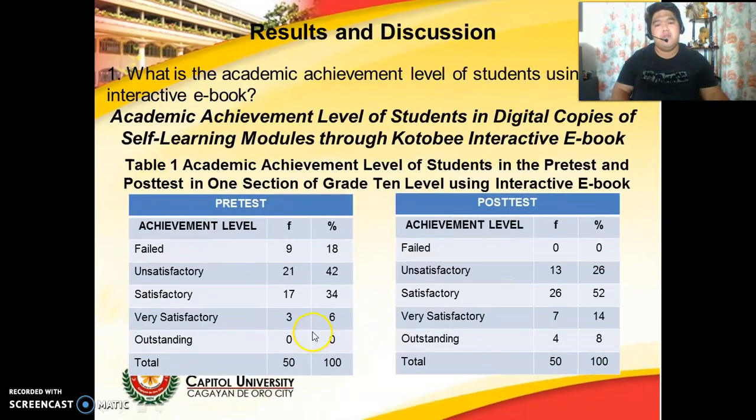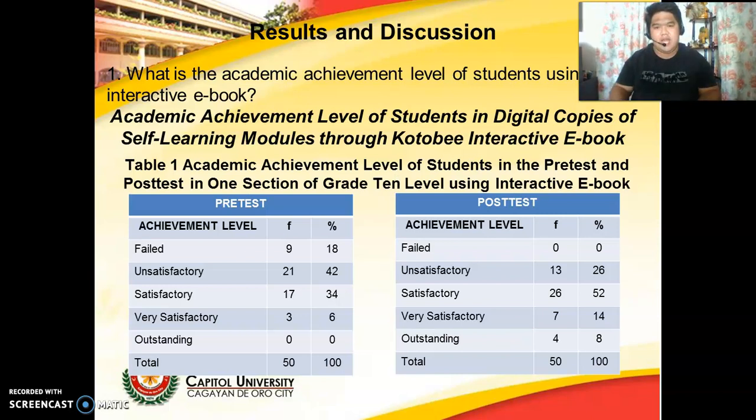Now, results and discussion. What is the academic achievement level of students using interactive ebooks? So this is the academic achievement level of students in digital copies of self-learning modules through Kotobee interactive ebook. Table 1 shows the academic achievement level of students in the pre-test and post-test in one section of grade 10 level using interactive ebook.